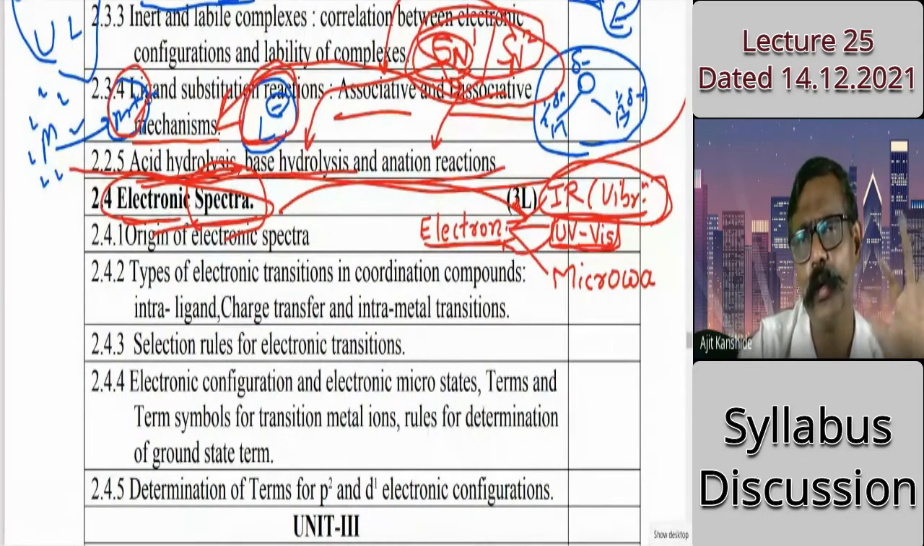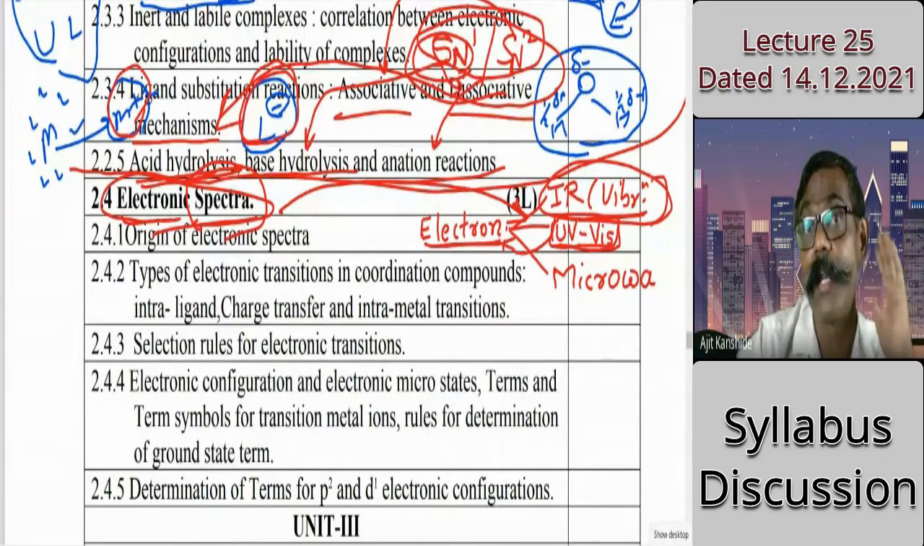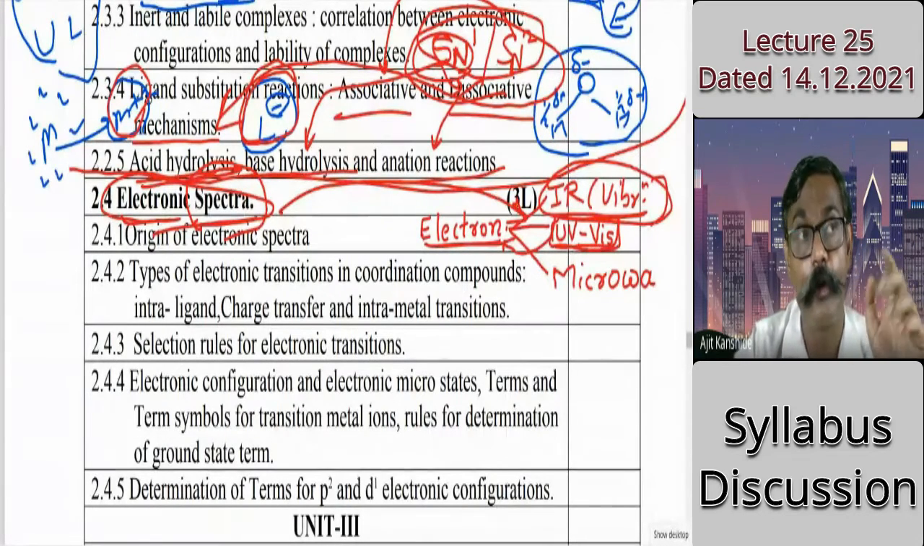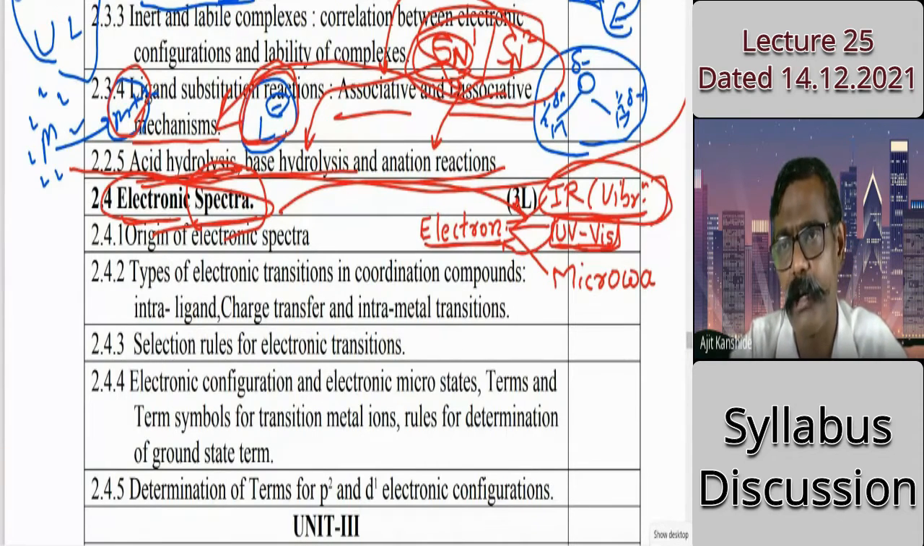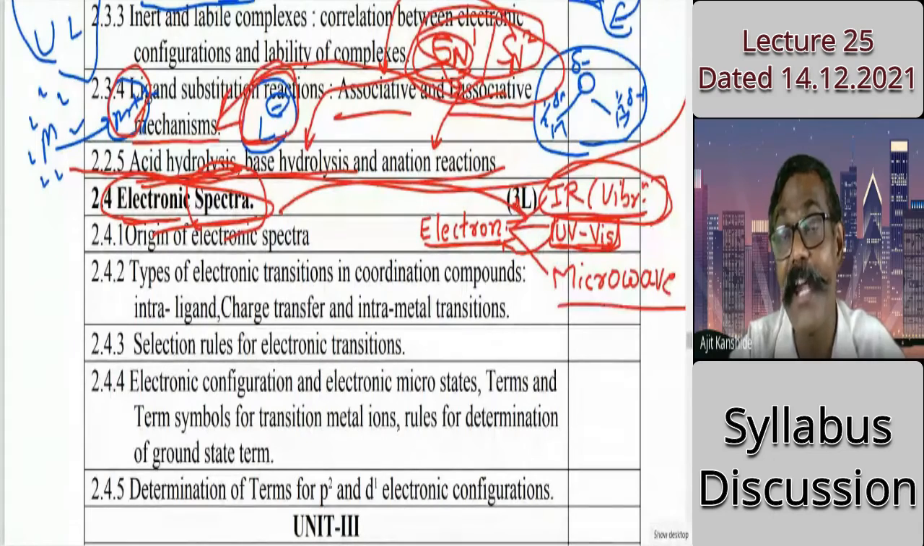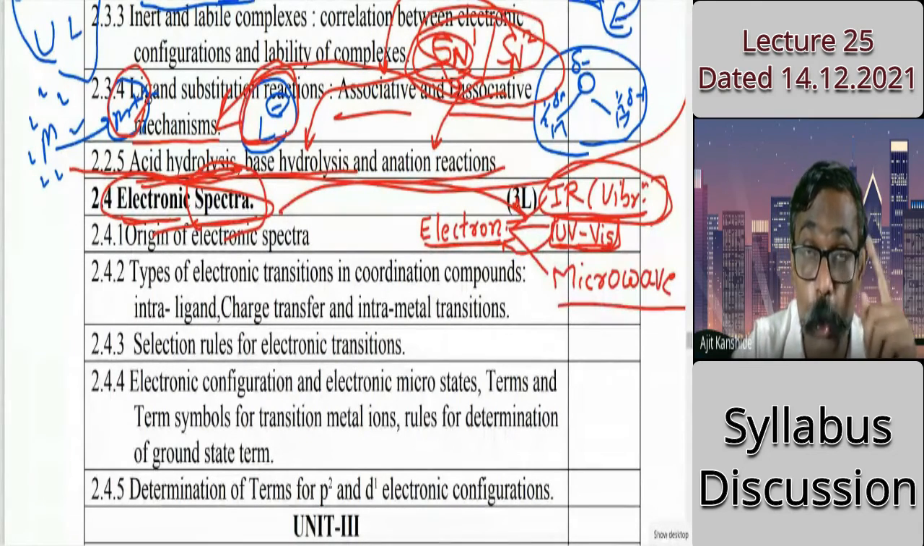Highly energetic radiation is used for ionization. When ionization is studied, the scattering of the electron removes the electron. X-rays are highly energetic, those are X-rays, gamma rays. Whatever I'm writing there, can anybody complete? Microwave. Right, microwave spectra, microwave regions.